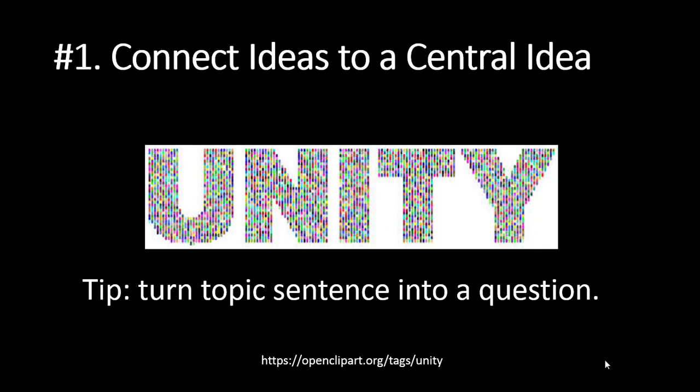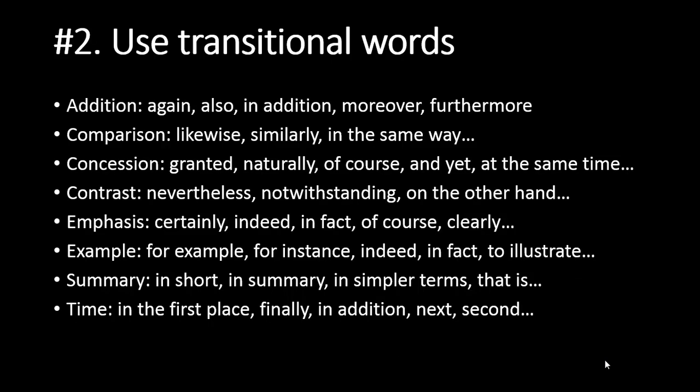But assume for a second that you've done this, that every sentence in your paragraph deals with the topic that's expressed in the topic sentence. How do you make sure that things connect logically? Well, one device is to use transitional words, and these will show your reader how you're connecting ideas. If you're providing an example, you would use for example. If you're showing a cause-effect relationship, you might say consequently or therefore.